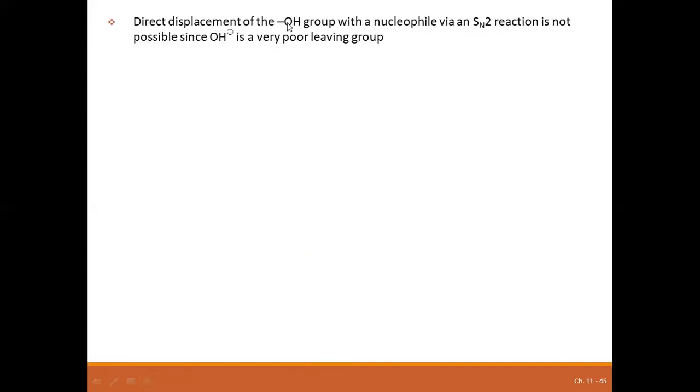So the requisite: a direct replacement of our OH group with the nucleophile via the SN2 reaction is not possible, since OH is a very poor leaving group. Again, if we don't use acids with alcohols, especially for 1 degree and 2 degree alcohols, we don't proceed with an SN1 reaction because we don't produce a carbocation in the reaction step. Instead, we follow the SN2 mechanism.